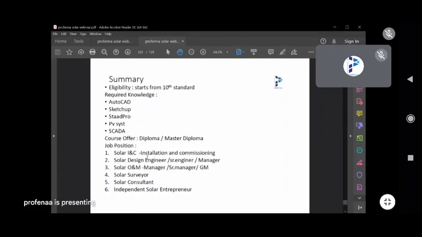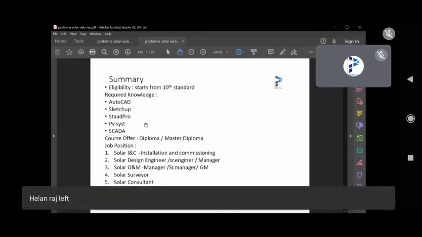What we at Profenaa are offering: there are 2 courses. One is a diploma course and another is a master diploma course. The duration is 45 days for the diploma and 90 days for the master. Diploma means you will cover 3 software. Master means you will cover all the software.